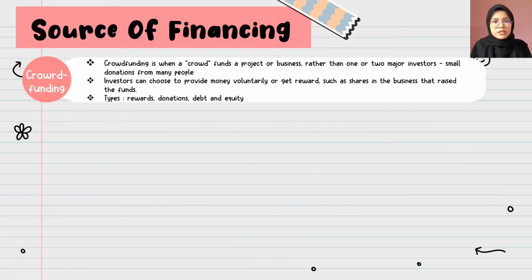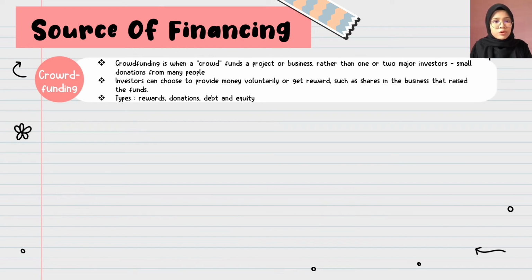Next is crowdfunding. Crowdfunding is when a crowd funds a project or business rather than only one or two major investors. In other words, it is a small amount of money, some sort of small donations, from many people. Investors can choose to provide money voluntarily or get rewards, such as shares in the business that raises the fund. There are many types of crowdfunding, such as rewards, donation, debt, equity, and more.